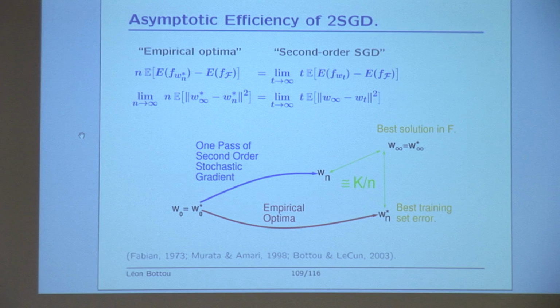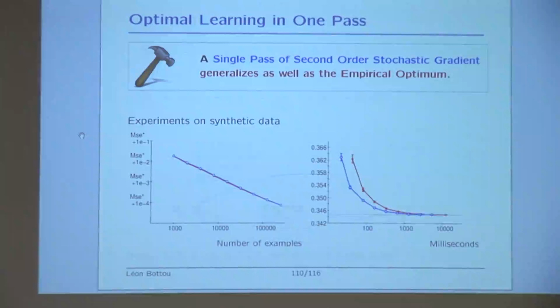And the first one says that about the excess error. I'm generalizing just as well. So I need to hammer that again. A single pass of second order stochastic gradient generalizes as well as the empirical optimum in the limit.